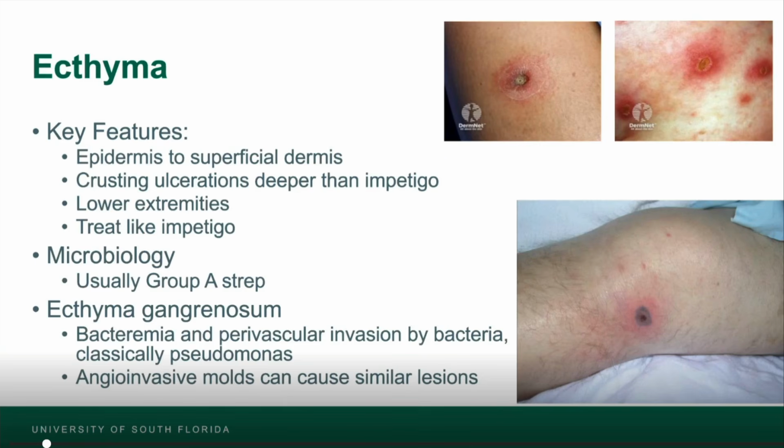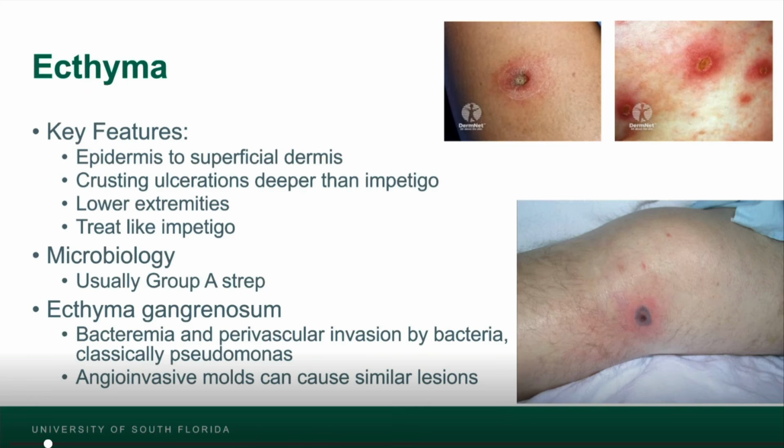Ecthyma, you guys correctly identified from that initial picture. It's these more punched out looking lesions, the top two in particular. It's in the epidermis to superficial dermis. They crust, common on the lower extremities, and you treat it the same as you would impetigo.